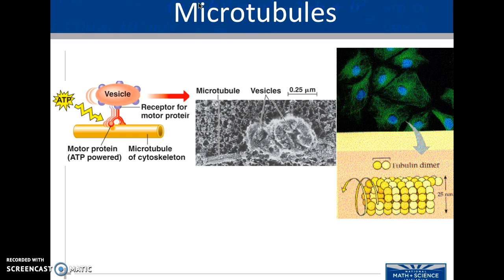These microtubules are proteins. They are made of tubulin, and a vesicle, or something that needs to be transported through the cell, basically attaches to a motor protein, and ATP powers this little motor protein, and it runs down the length of the tubule to get to where it needs to be.